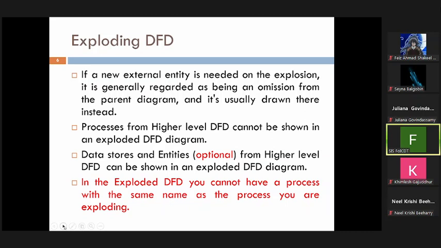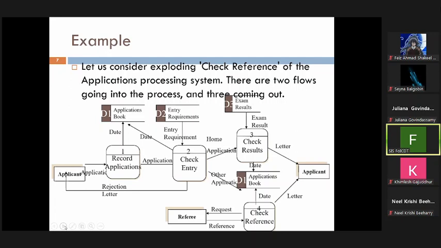Is it okay? So this was the case study we did last week. We have applicant, record application, application book. We have check entry requirements, home application, check results. We store the data in application book. We have other application, we store the data in the application book. We have a request sent to the referee. You have a reference sent back, and then you have a letter that goes to the applicant. So this was a case study that we came across last week.